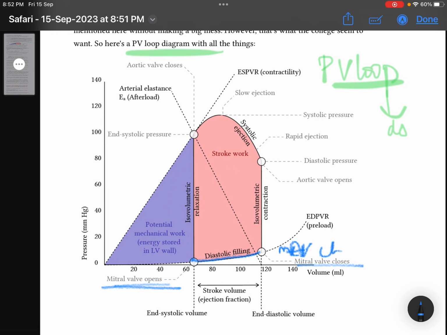The aortic valve is still closed, but pressure increases: isovolumetric contraction. At this point, the AV is open and blood is ejected out. Now the AV closes. The MV is still closed, and pressure decreases: isovolumetric relaxation.